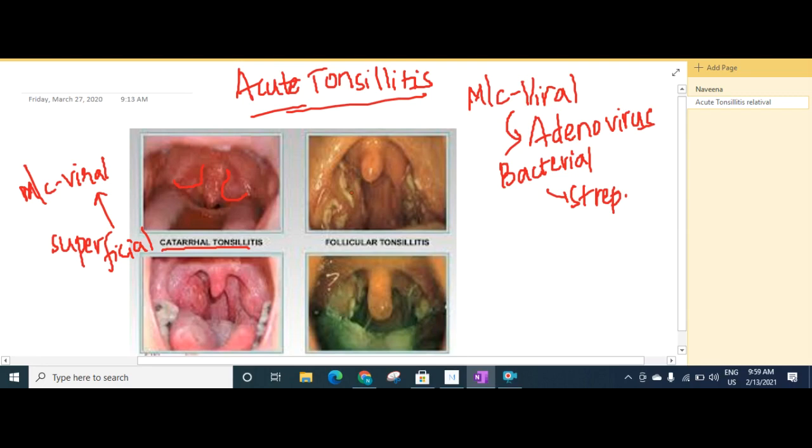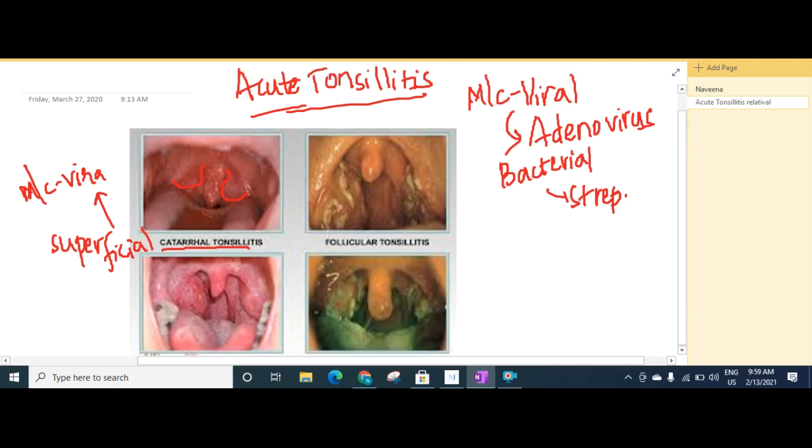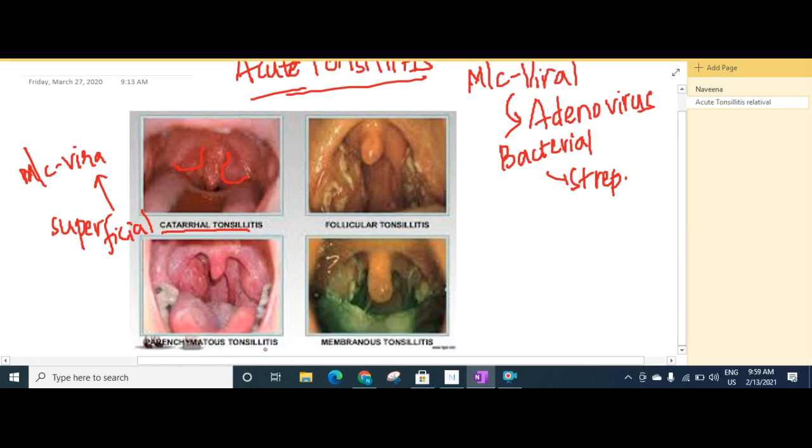Then we have acute membranous tonsillitis. Here you can see formation of a membrane over the surface of the tonsil, which is called acute membranous tonsillitis. Then we have parenchymatous tonsillitis. In parenchymatous tonsillitis, the tonsils are affected and swollen. You can see the swollen tonsils, which are uniformly enlarged.